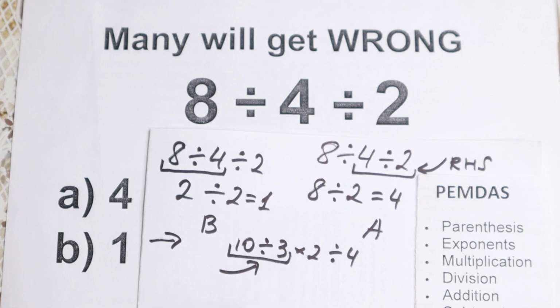Definitely don't feel bad if you got this wrong. Right here is the answer, which maybe a lot of students want. We have 8 divided by 4 divided by 2 equal to 1. 1 is the correct answer to this problem. So here is my explanation. Don't feel bad if you got this wrong.